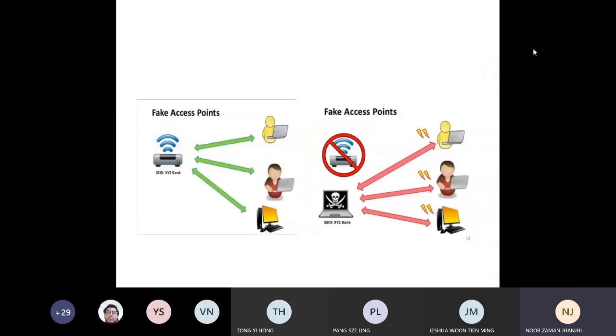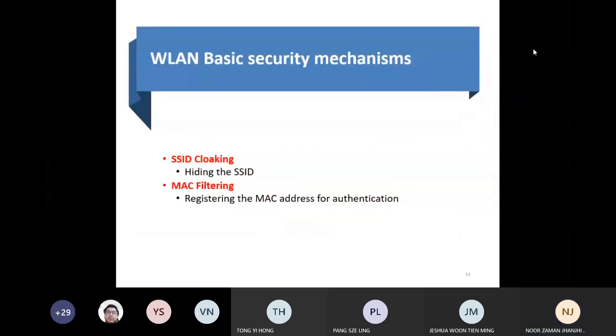So you can see from here, again, here is a picture to give you more understanding about the fake access point. And it is very dangerous. That's what we discussed in our previous slide as well. Now the wireless LAN basic security mechanisms are what? These are the attacks, and there are so many attacks we'll discuss.